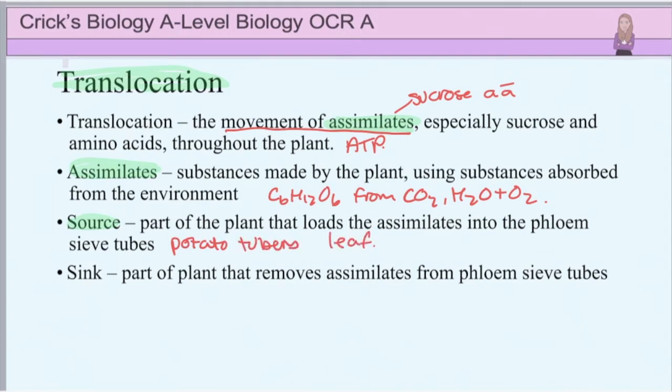The assimilates are then removed from the sieve tube elements at the sink. This is an area of a plant where the sucrose could be used for respiration, growth in a meristem, or converted to starch for storage in a root.